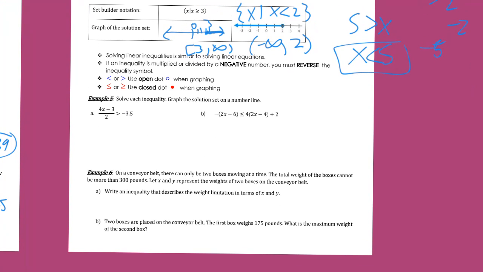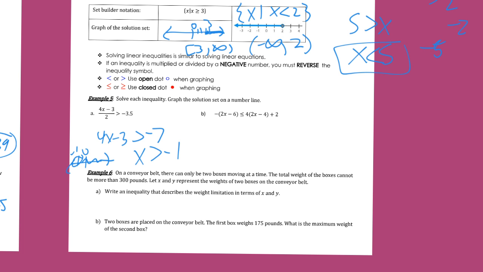If you're solving this inequality here, you would multiply both sides by 2. And so 4x minus 3 is greater than negative 7. Add 3 to both sides and divide by 4. You would get x is greater than negative 1. So you'd make an open circle at negative 1 and shade to the right. Because you're dividing both sides by a positive 4, you don't switch the way the inequality faces.